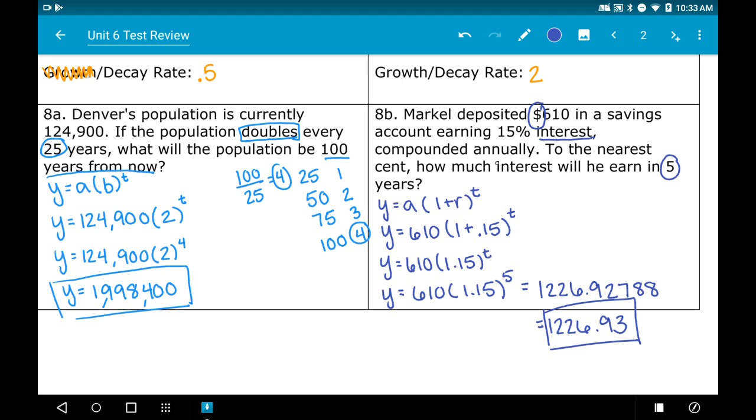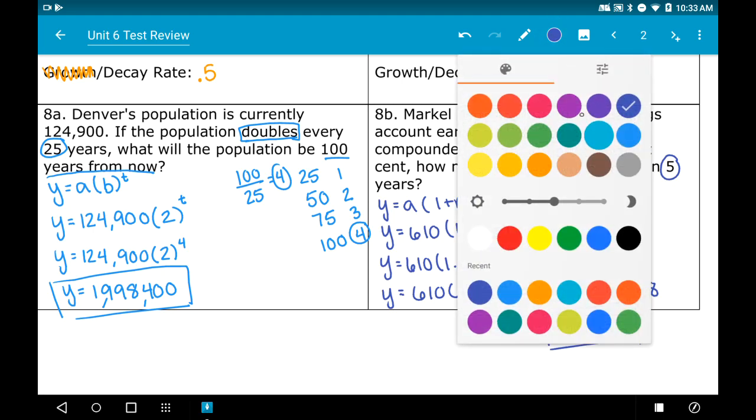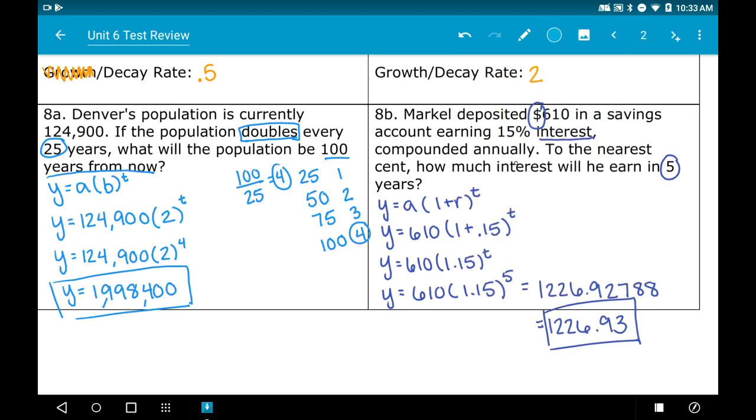But this question also has one added thing. Your test may not have this. It says how much interest will he earn in 5 years? So this is something you see on IXL. Whenever it asks how much interest, so the question has to ask how much interest, not every interest question in general. So if the question is asking how much interest he will earn, you have to take the total amount he has after 5 years and subtract the amount that he started with.